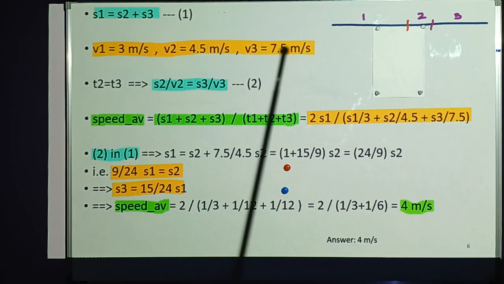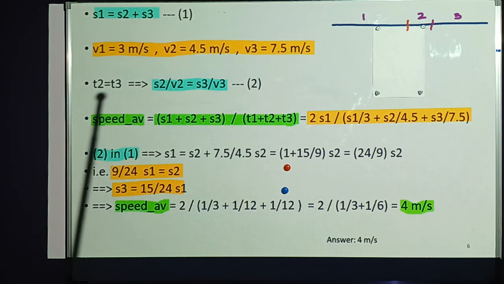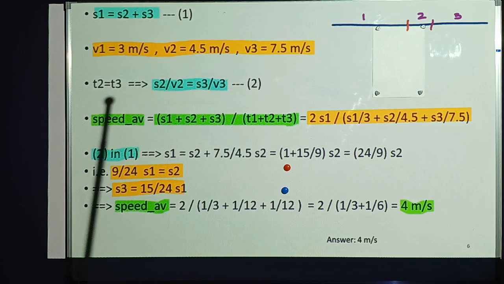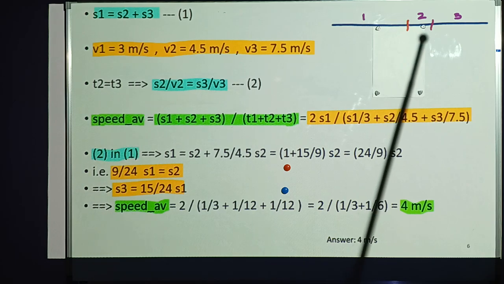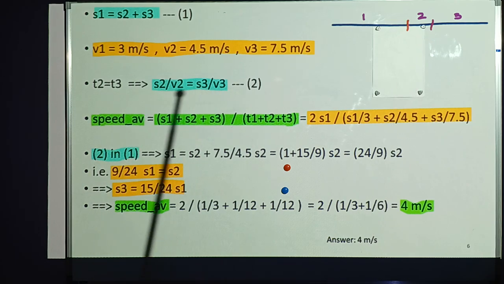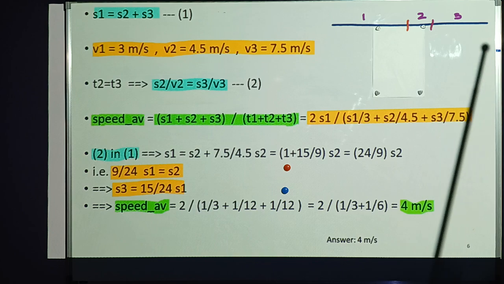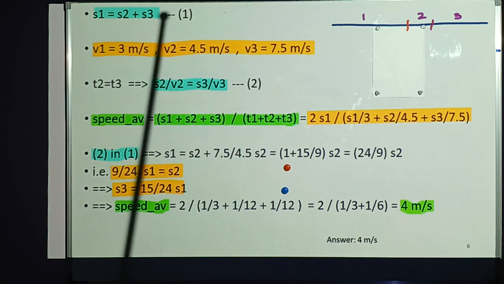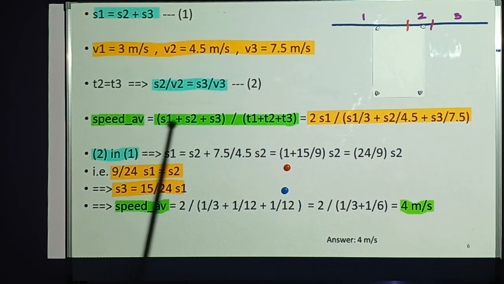And then V1, V2, V3 are given in the question. And T2 equal to T3, that's also given in the question. T2 is S2 by V2, the distance by the uniform speed or velocity, and T3 is S3 by V3. So two equations you have. And average speed is the total distance covered, which is S1 plus S2 plus S3, by total time. And S2 plus S3 is same as S1 because first half of the distance is covered in the first part.